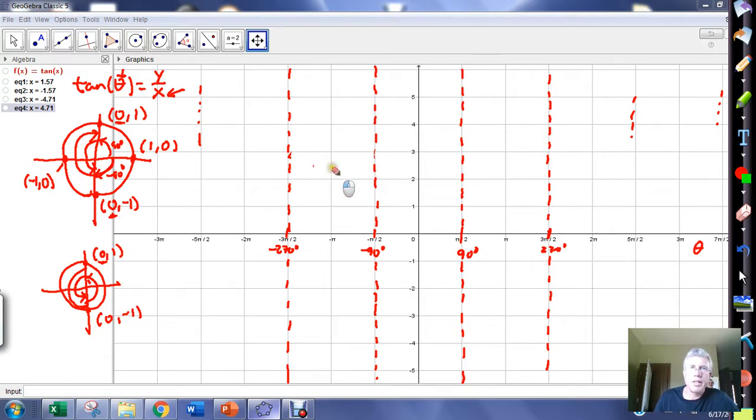So the next thing that is important to look at is when y is equal to 0, because when y is equal to 0, we get 0 over either a 1 or negative 1, which is 0. So when is y equal to 0? Well, that happens here at 0 degrees or 360 degrees. In fact, at 0 degrees, y is 0. Any angle coterminal with 0 degrees will have y equal to 0.